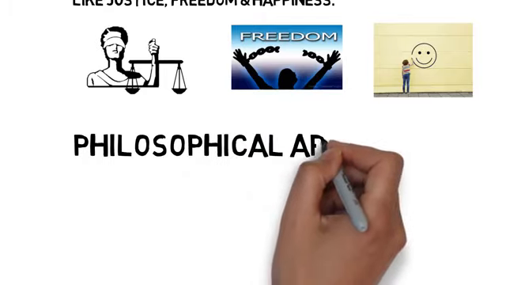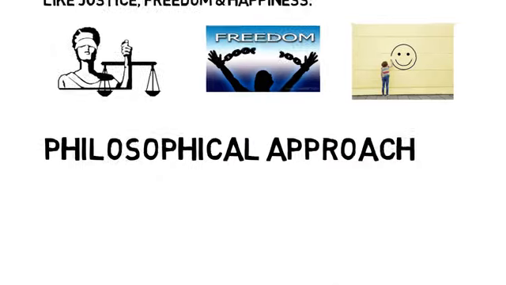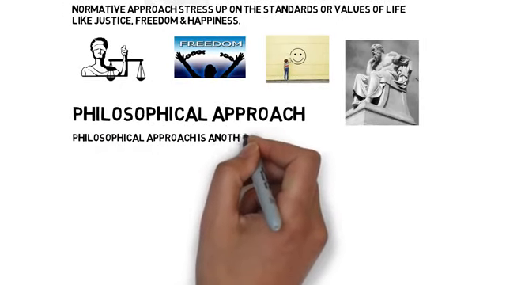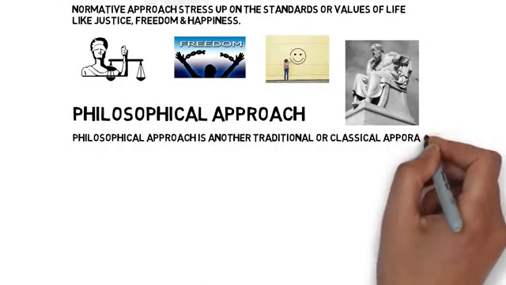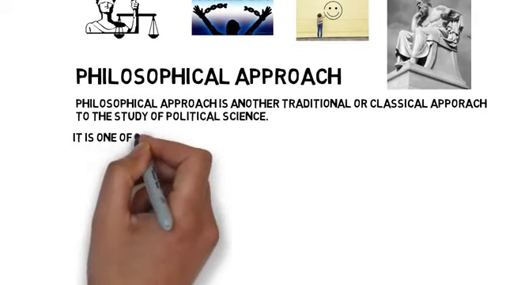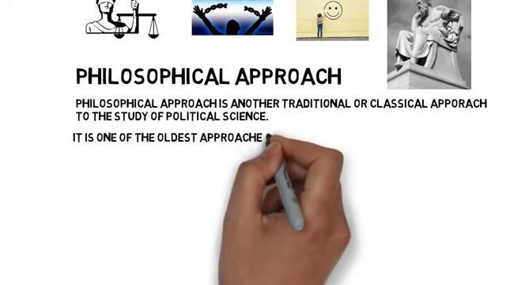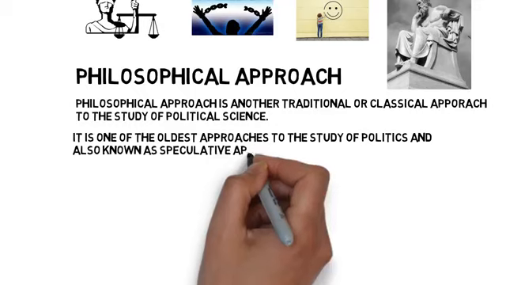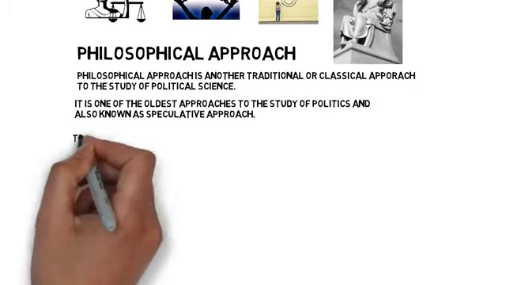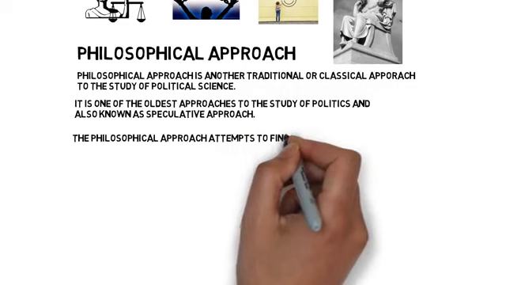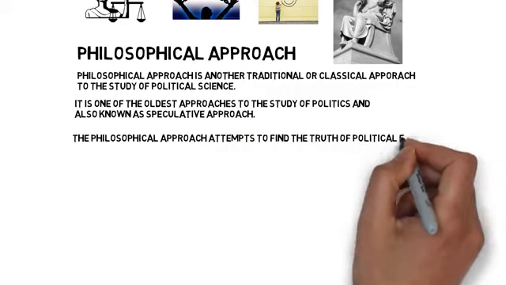Next is the philosophical approach. The philosophical approach is another traditional or classical approach to the study of political science. It is one of the oldest approaches to study politics and is also known as the speculative approach. The philosophical approach attempts to find the truth of political events or incidents.